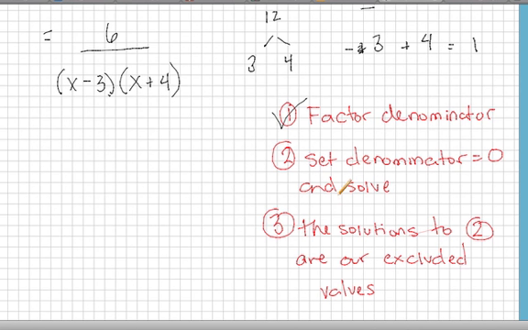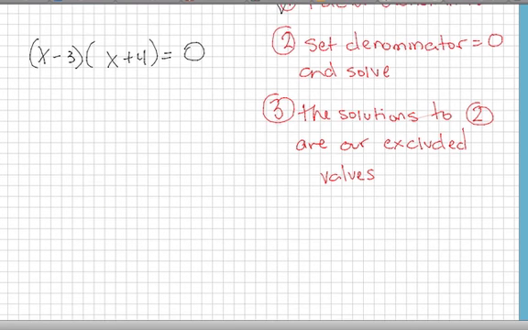Step 2 is we're going to set the denominator equal to 0 and solve. So I'm going to take (x - 3)(x + 4) and set it equal to 0, and I'm going to solve this equation. Well, since it's already factored for us, it's pretty easy to do. Either one of these factors could be equal to 0, so I'm going to set them both equal to 0. Adding 3 to both sides for this factor, we would get x = 3. Subtracting 4 from both sides on this factor, we would get x = -4. We are done with step 2.